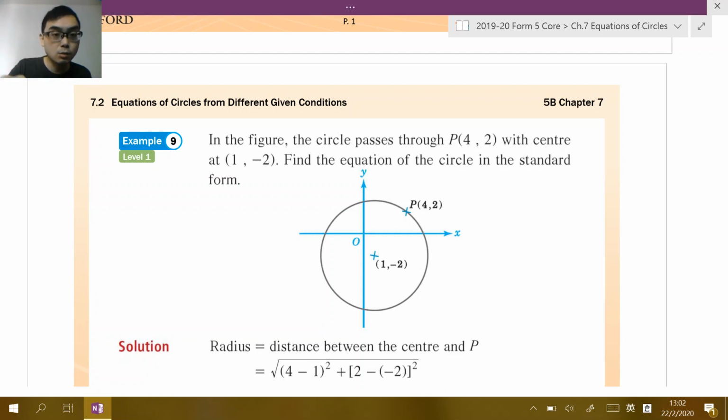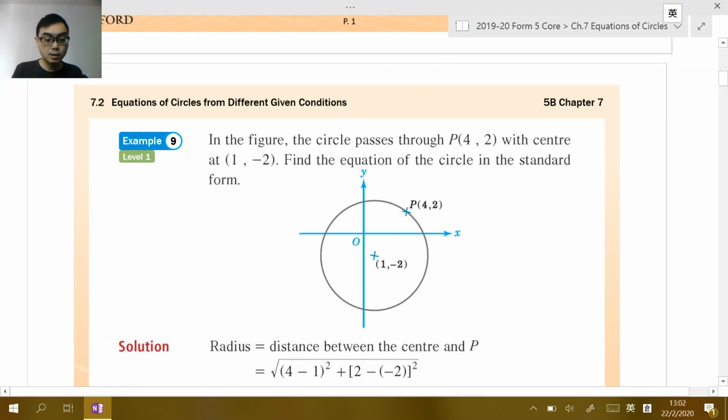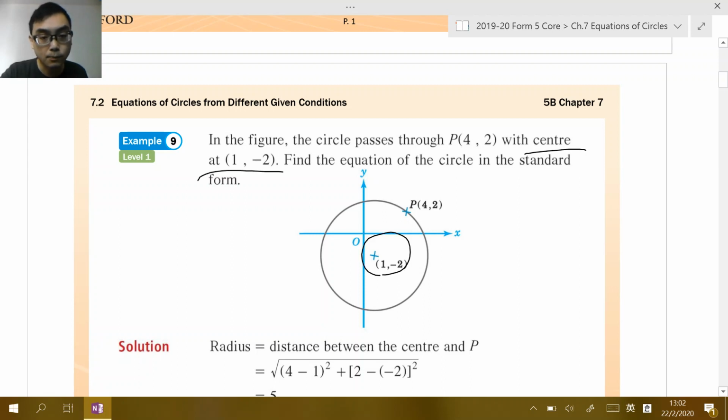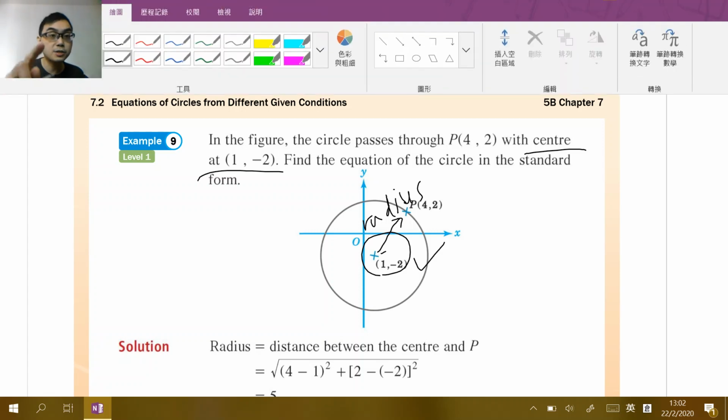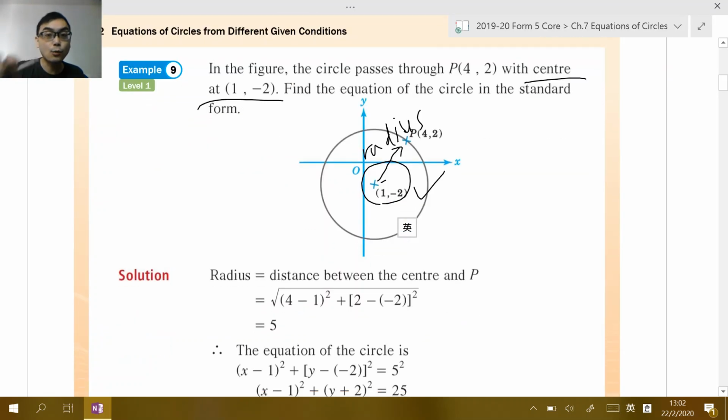So take a look at this question. You can see in this question we have already got the center, because the center is (1, -2). So we have found the first thing. And also you can see that we have another point, which is P(4, 2), which is on the circle, because the circle passes through P(4, 2). That means that between the center and this P, it should be the radius. That means you have already got all the things, but what you need to do is present clearly that you know those things.